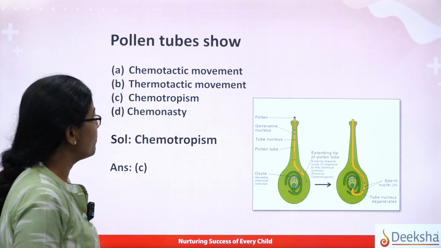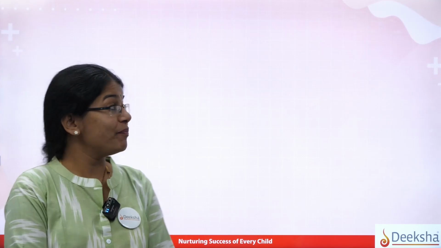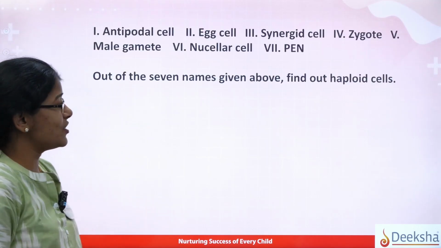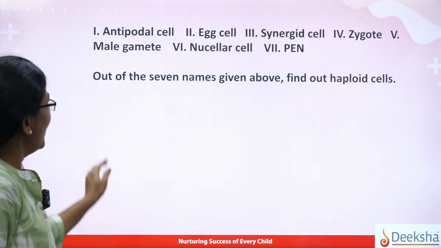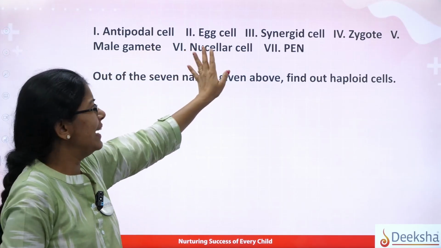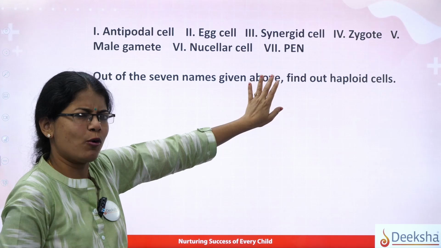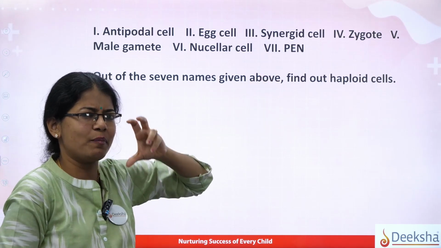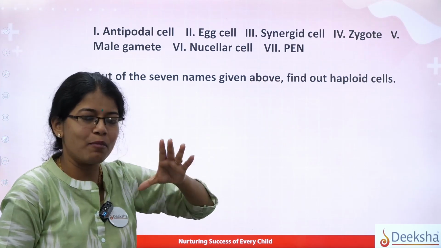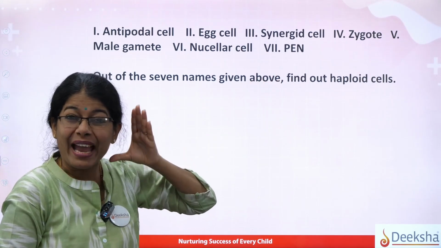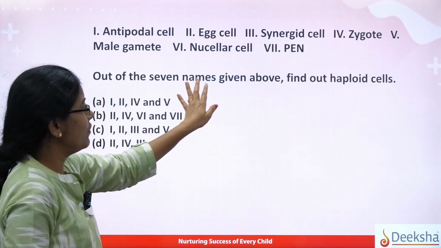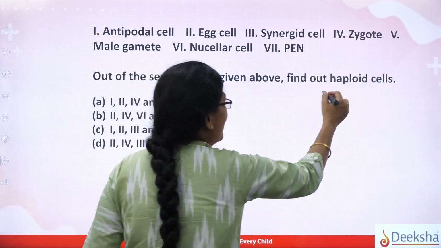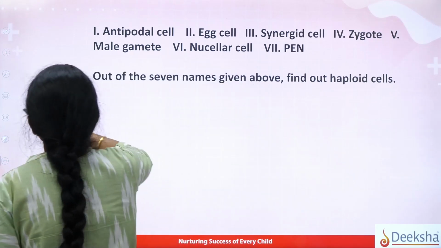Okay. Now the next question, a very very important question. Again, it's a diagrammatic presentation, and I need to tell you what the options are here. Have you heard about antipodal cell, egg cell, synergid, zygote? Which part of the plant is it? Yes, think about it. That is the embryo sac. Okay, let us now come to that. Out of the 7 names, find out the haploid. What is haploid?